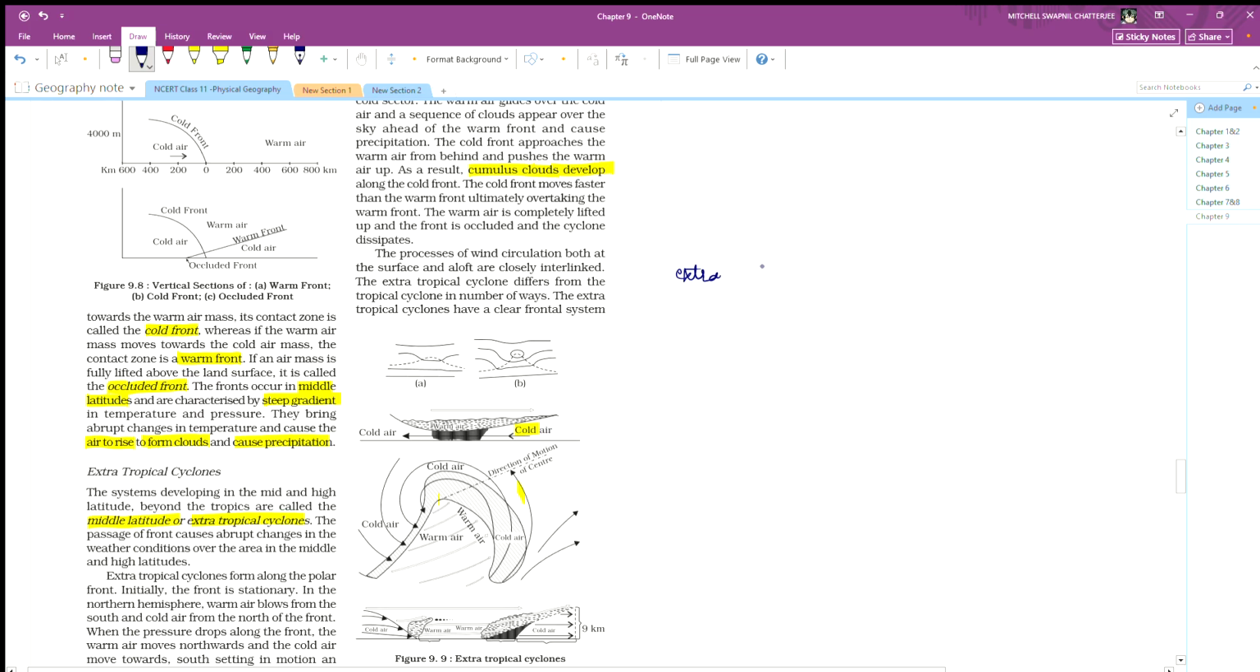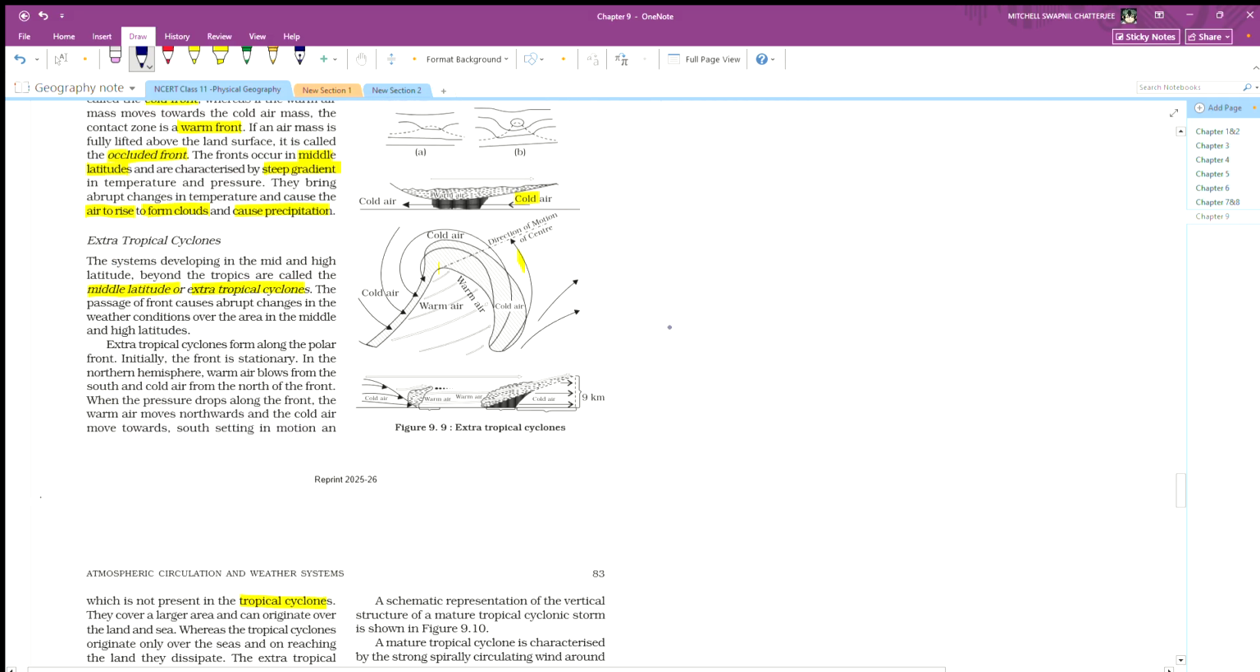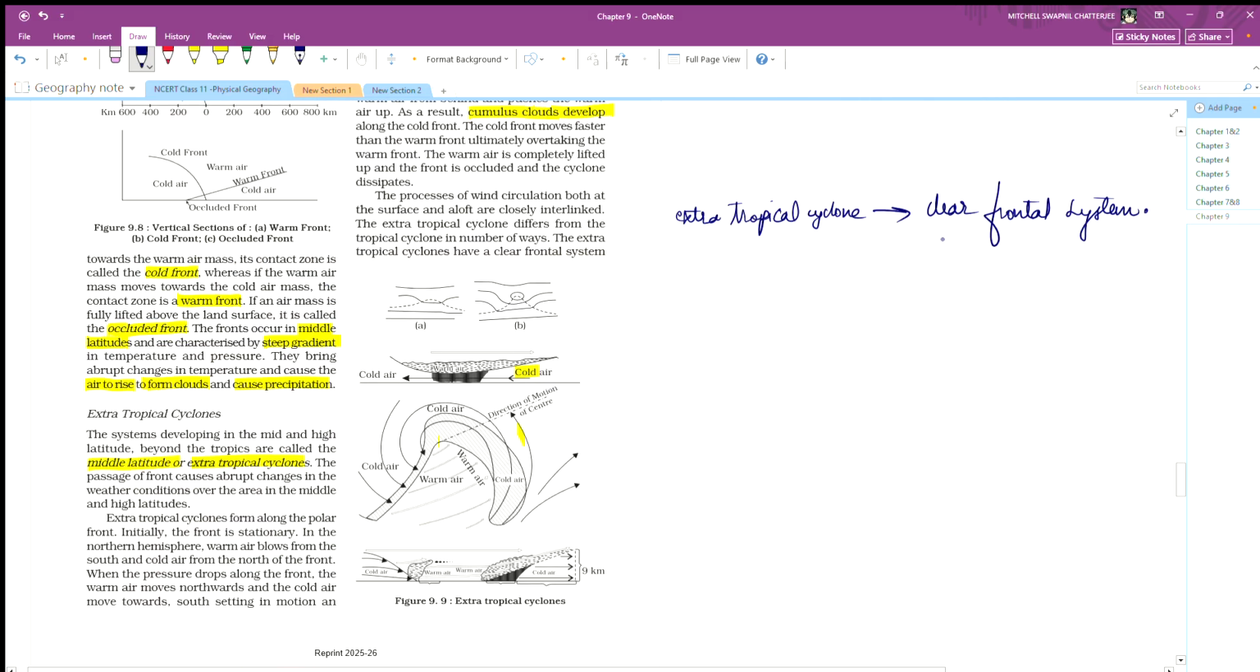So we are saying that the extratropical cyclone has a clear frontal system, which our common basic cyclone doesn't have.